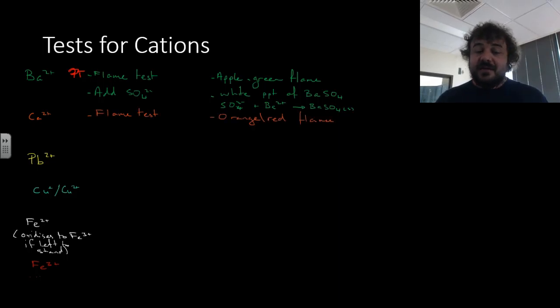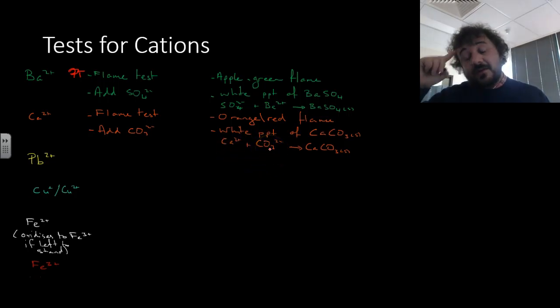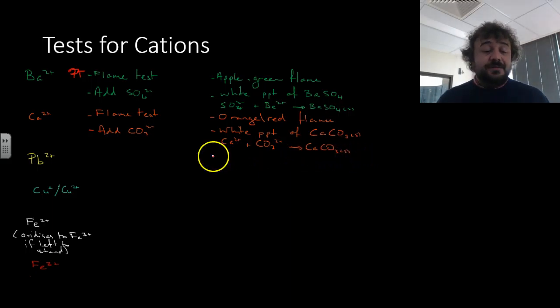To test for calcium, you flame test, and you get an orange-red flame. And to confirm that, you can add carbonate to the solution, and a white precipitate of calcium carbonate will form. So calcium plus the carbonate ion gives you calcium carbonate solid.